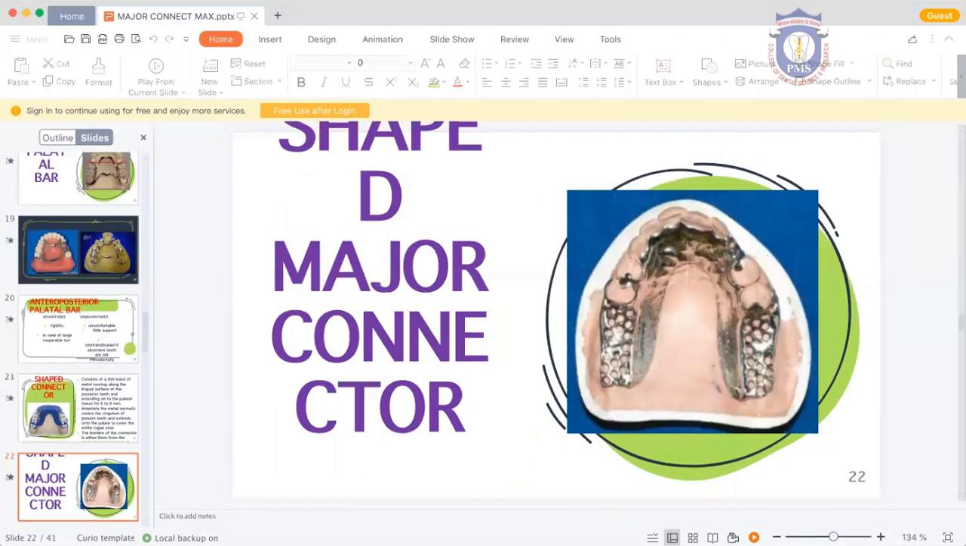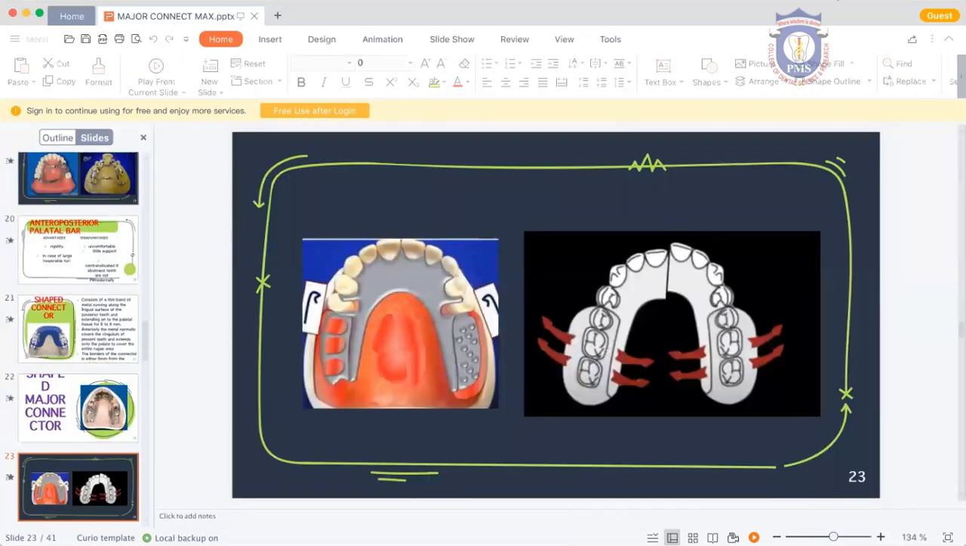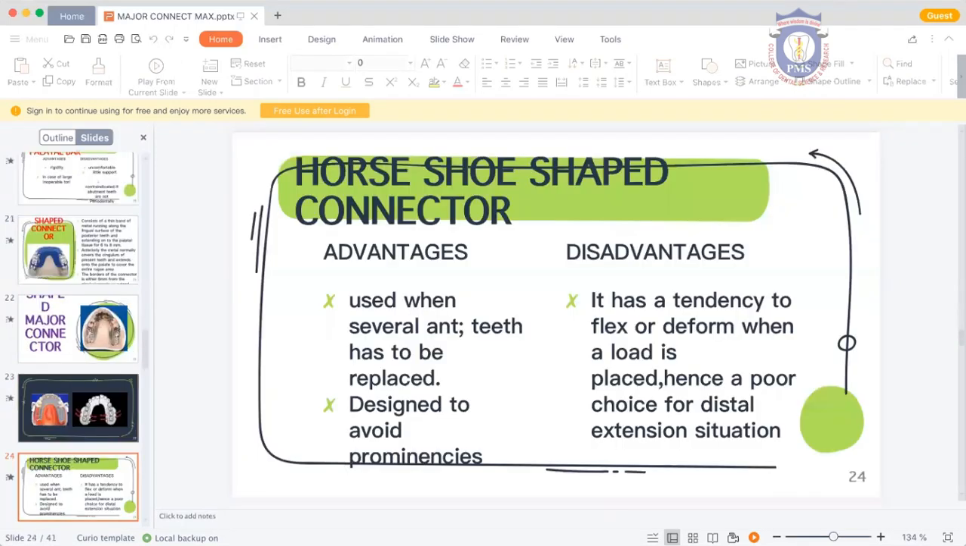So this is the U-shaped maxillary major connector. See the diagram. It is basically in the shape of a horseshoe. The advantages are that it is used when several anterior teeth have to be replaced, and it is designed to avoid prominences. The disadvantage is that it has a tendency to flex or deform when a load is placed. Hence, it is a poor choice for distal extension situations.